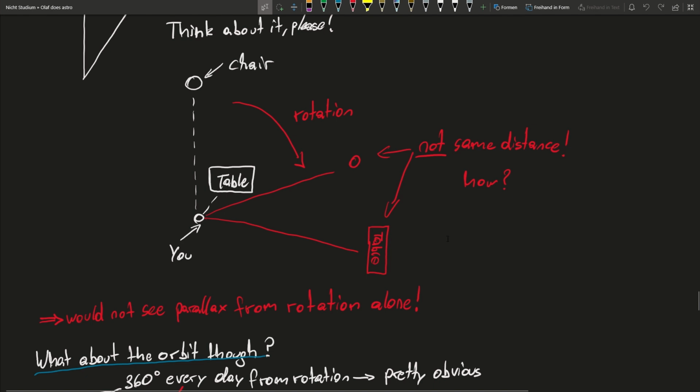How should that work? Imagine you sit at your desk, you rotate, and suddenly your wardrobe has moved away from your desk because you rotated. This is not how that works. We would not see parallax from rotation alone. We cannot see it. It is mind-boggling to me how I have to explain this.